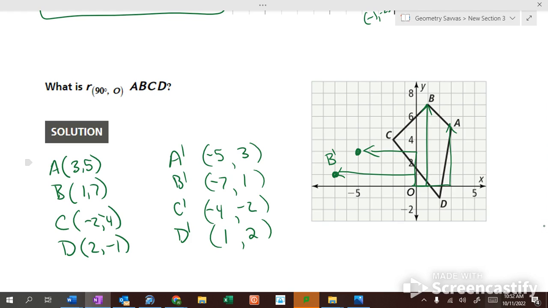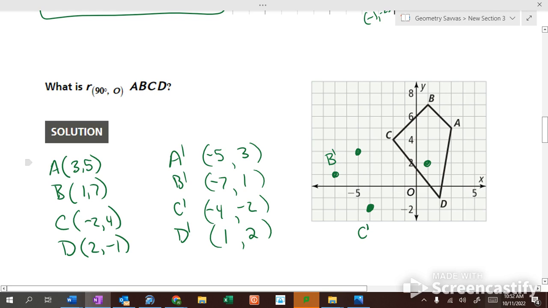Because that's -2. No, that was at -2, 4. So I go -4, -2. There we go. Woo, Mr. Bierschbach. Having a little brain fart there. All right, C prime is here. D prime will be at 1, 2. So I'm going to erase some of these extra marks.